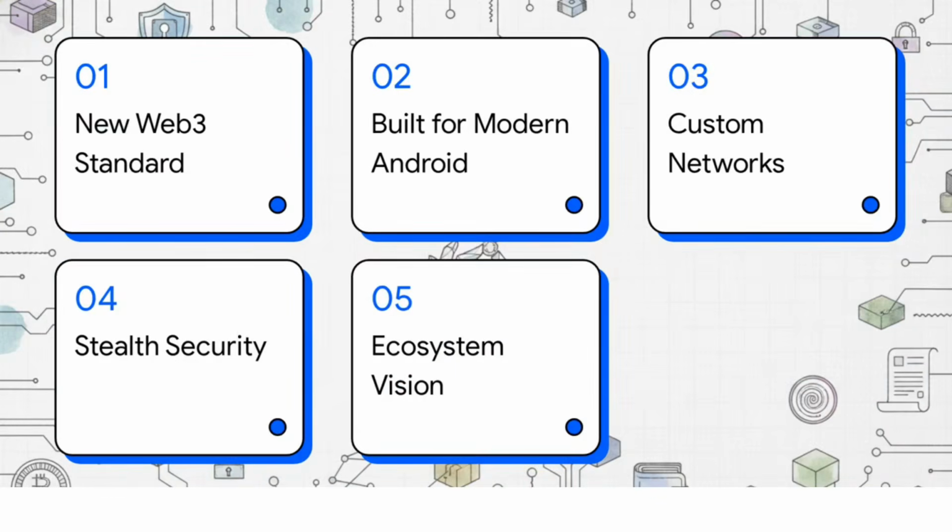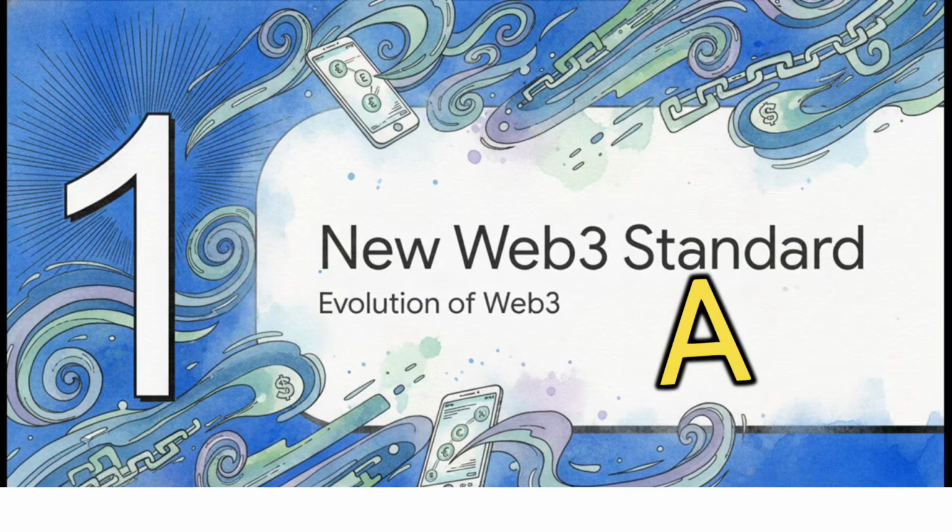Here's our roadmap for this breakdown. We'll start with the new Web3 standard, look at how it's built for modern Android, dive into mastering custom networks, touch on stealth security, and wrap up with the broader ecosystem vision. Starting off with Section 1, the new Web3 standard.